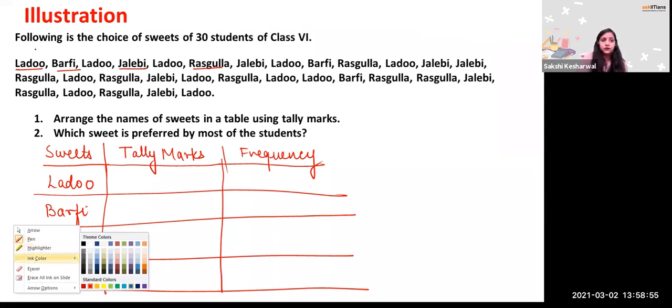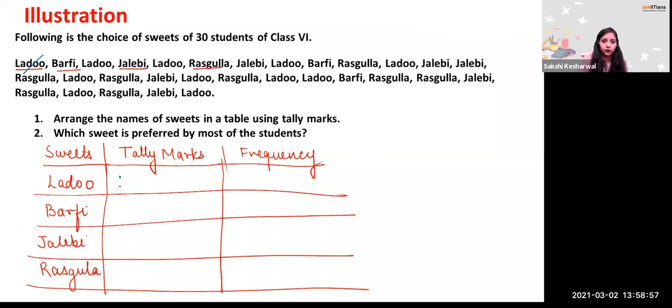Okay. Now, it says laddu. Laddu is one. Then you have barfi. Barfi is one. Then you have again laddu, then one. Then jalebi, you have one. Then again a laddu, and one. Then you have rasgulla, it's one. Then you have again jalebi, one. Then laddu. See, most of you love laddu. I also like laddu a lot. Then you have barfi, then rasgulla. Then you have laddu. Now, this is the fifth laddu.